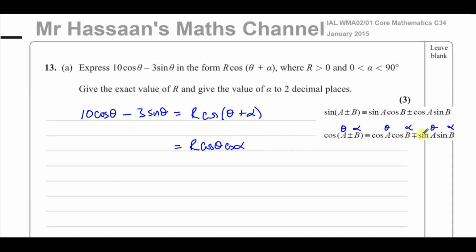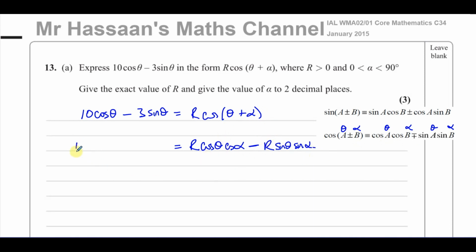Okay, and then you're going to have minus, that's a plus, that's a minus. And then you still have your r, because your r is multiplying the whole thing, so it's going to multiply both these terms. And then you're going to have sine theta, sine alpha. So for cosine, it's always going to be cosine of the angle times cosine of the other angle, and the opposite sign. If it's plus, it's a minus. As you can see, the opposite signs. And then r times sine of the angle times sine of the angle. Okay, sine theta, sine alpha.